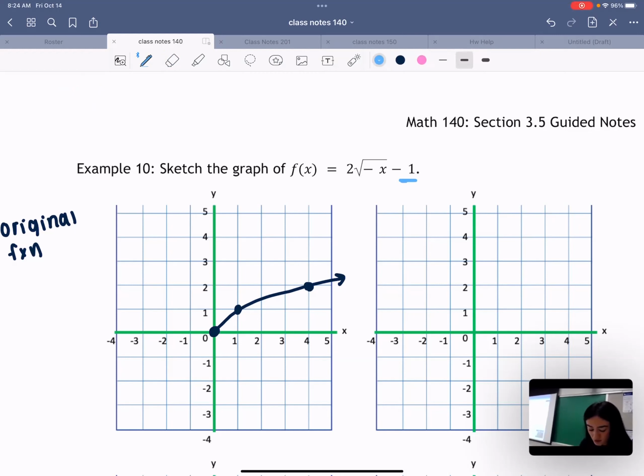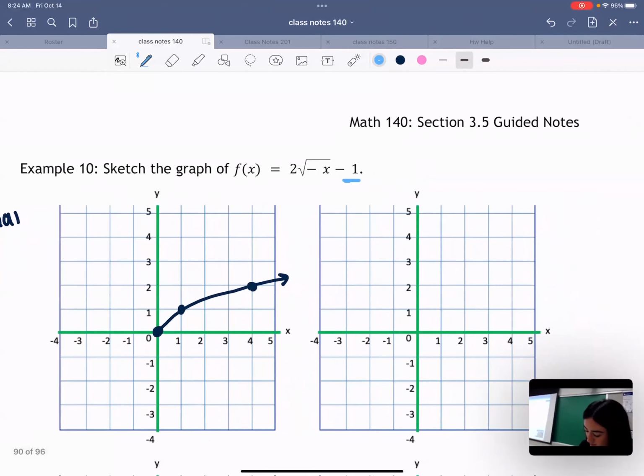Okay, so number 2 that we had to look out for was a vertical stretch. Are there any vertical stretches going on here? Yeah, right, there is a vertical stretch of 2. So it looks like we're doing a vertical stretch by 2.